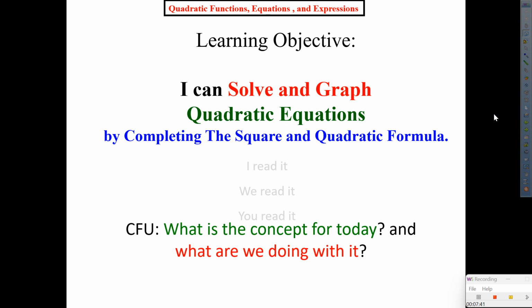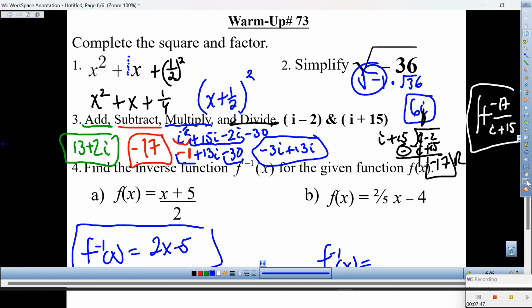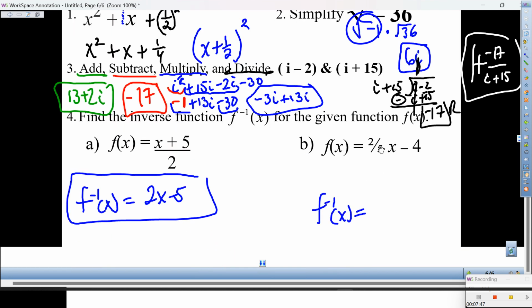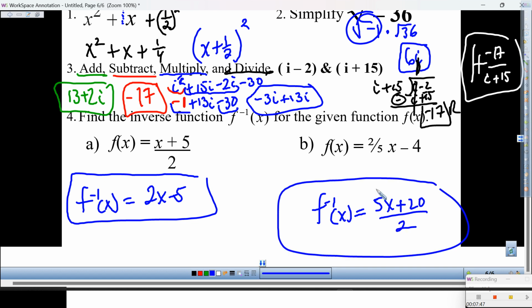Oh, let me go back to the warm-up. My bad. We had f of x equals 2/5 x minus 4, and the inverse is 5x plus 20 over 2. Hands, have you got that? That is correct. Let's go. Oh, yeah, we got this.